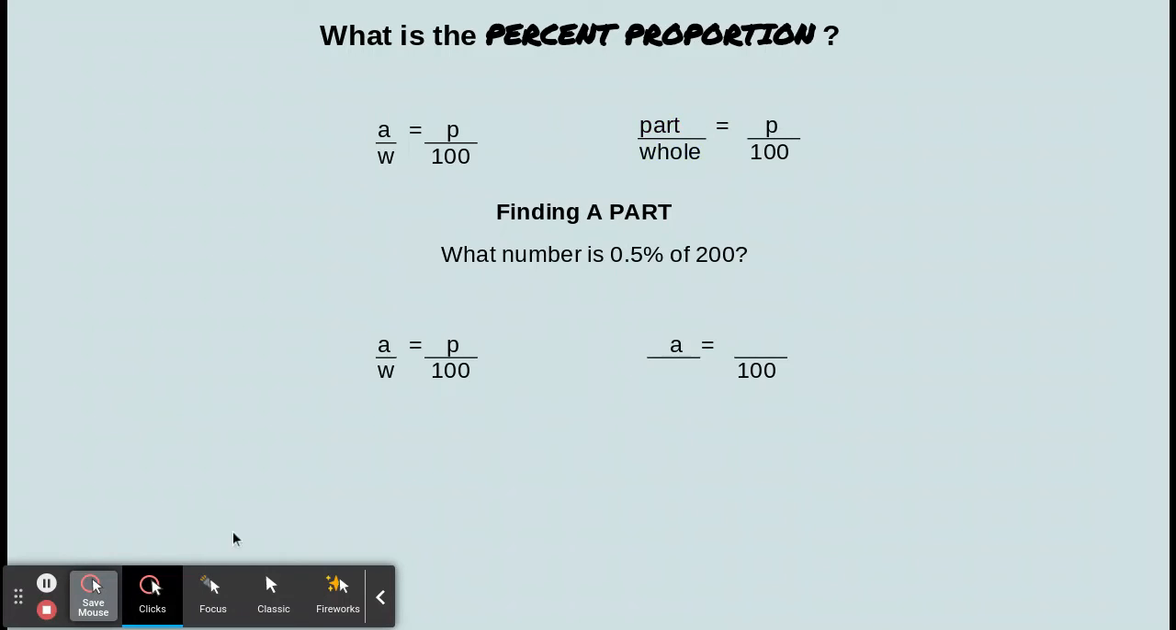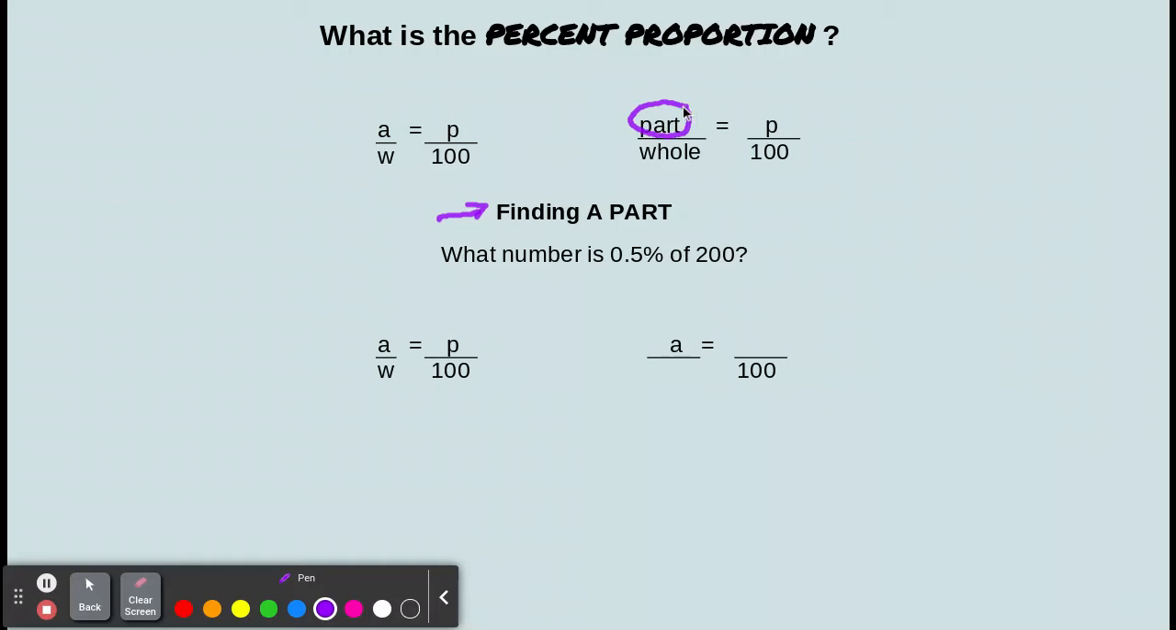Okay, moving on to the next one. Again, we can use the percent proportion to help us find a part. So in this question, it says, what number is 0.5% of 200? So we want to find the part, right? This one here. So we can fill in the rest with what they gave us. What number is 0.5%? Well, they told us the percent, 0.5, of 200. Well, they just gave us, that's the whole, right?